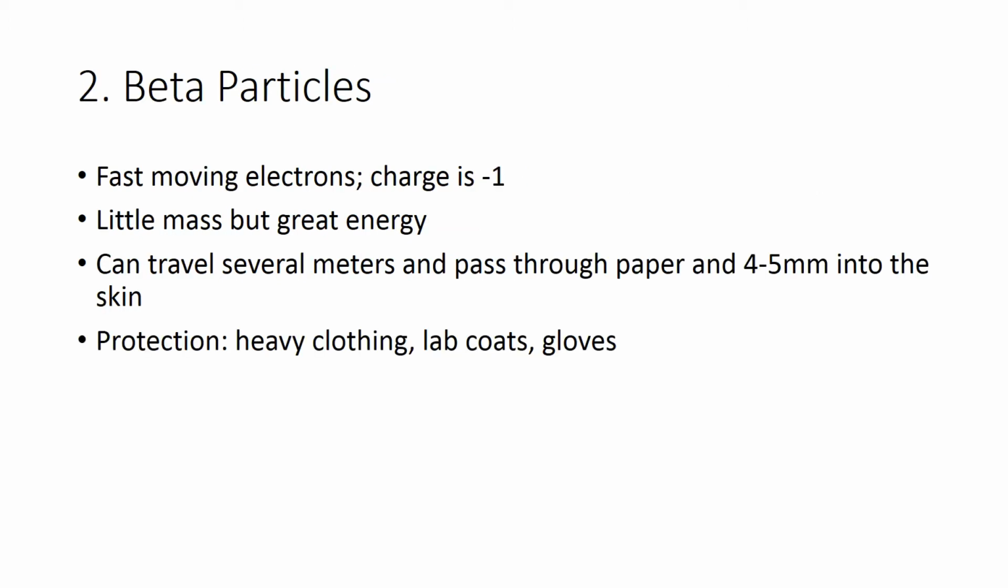Our second particle is the beta particle, and we write these either using the Greek letter beta, or we can write them as an electron that has negligible mass and a -1 charge. So beta particles are in essence fast-moving electrons. Their charge is -1. As we said before, their mass is negligible, but they have a lot of energy. These travel further than alpha particles. They can pass through paper and 4 to 5 millimeters into the skin. So if you're handling or dealing with beta particles in lab, you'll need heavy clothing, heavy lab coats, and heavy gloves, of course.